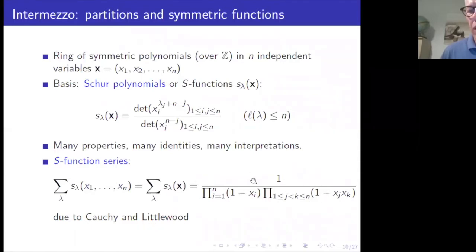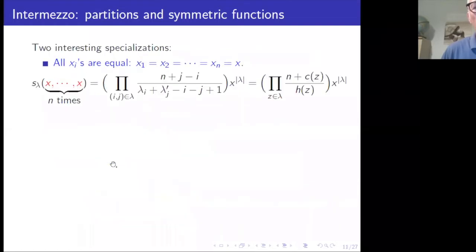If we start here from the right-hand side and take the series expansion of the product over all 1 minus x_i, 1 minus x_j, x_k in the denominator, then what you get is a sum of all Schur functions summed over all possible partitions lambda. So that's the sort of field that many people have been working in. And this is the last combinatorial thing that I will need later on.